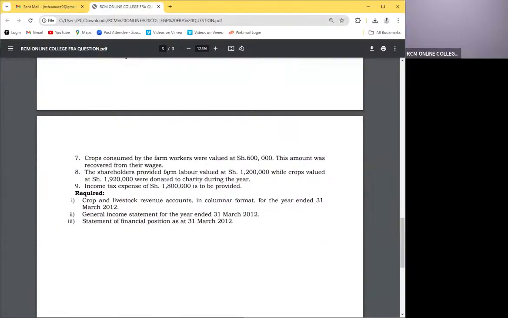And then they want us to give them a crop and livestock revenue account in a columnar format for the year ended 31st March 2012. And then later on, to be able to take care of these indirect expenses, they want us to do a general income statement. And then number 3, we have statement of financial position. So then we shall do this straight away. Number 1, right there for me, crop and livestock revenue accounts. So we have there crop and livestock revenue accounts in columnar format.